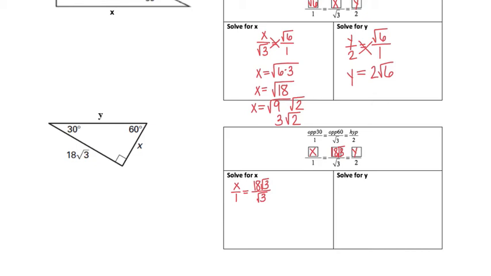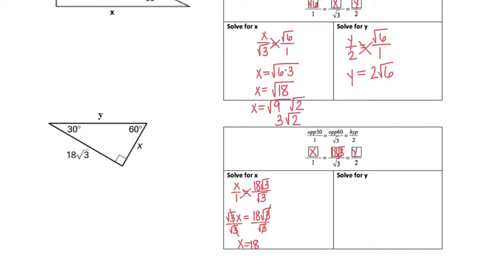Sorry about the music. So there's 2 different ways you can go about this. You can cross multiply. Square root 3 times x is square root 3x. 1 times 18 square root 3 is 18 square root 3. Then we'll divide by the square root of 3 on both sides, and the square root 3's will actually divide away on both sides. So x equals 18.